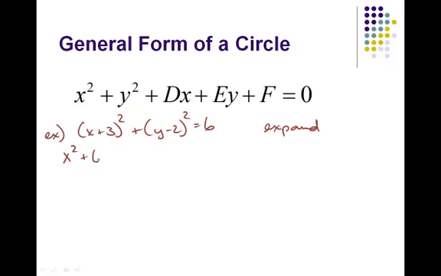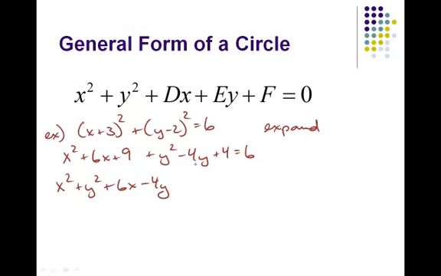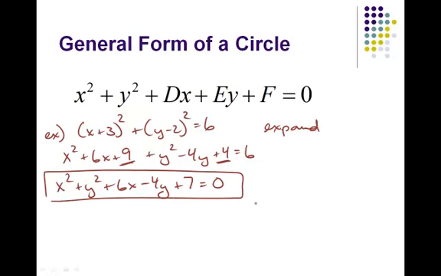So we get x² + 6x + 9 + y² − 4y + 4 = 6. Looking at my general form, I'm going to put the x², y² first, then the x term, then the y term, then all of my constants. So I've got 9 + 4 − 6 gives me + 7 = 0. And that's the general form. So going from our standard form to our general form is pretty easy.